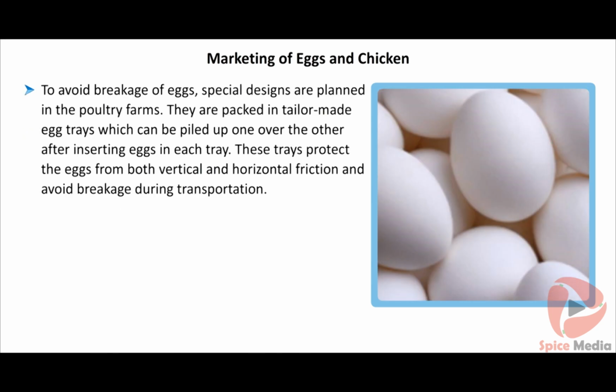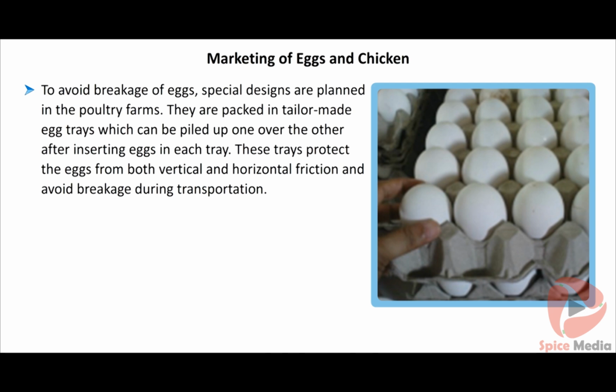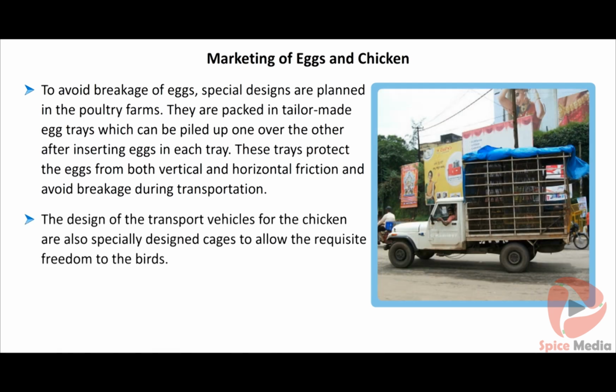To avoid breakage of eggs, special designs are planned in the poultry farms. They are packed in tailor-made egg trays which can be piled up one over the other after inserting eggs in each tray. These trays protect the eggs from both vertical and horizontal friction and avoid breakage during transportation. The transport vehicles for the chicken are also specially designed cages to allow the requisite freedom to the birds.